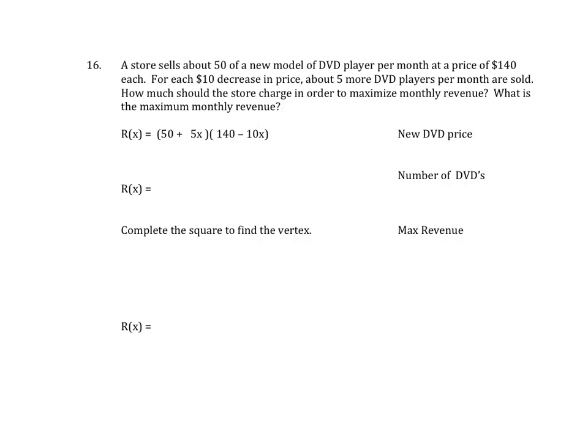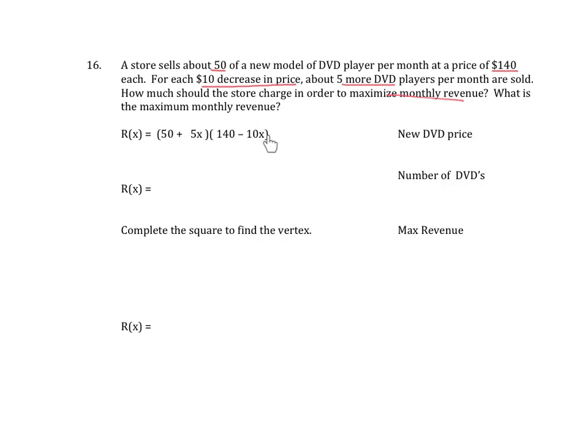For question number 16, we have our big story problem. The store sells about 50 of a new model of DVD player per month at a price of $140 each. But then they decide for each $10 they're going to decrease the price, that they will sell 5 more DVD players per month. They want you to figure out what they should charge to have a maximum monthly revenue, and what the maximum monthly revenue is going to be.